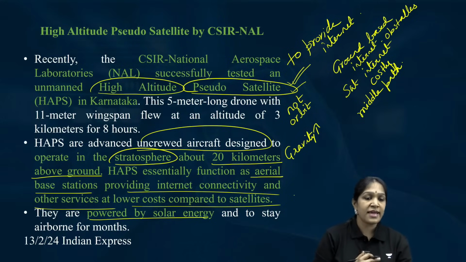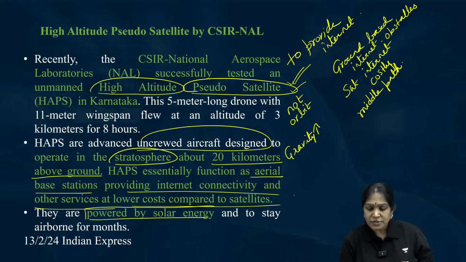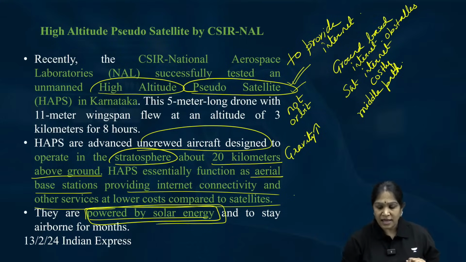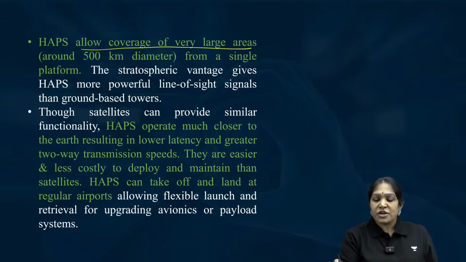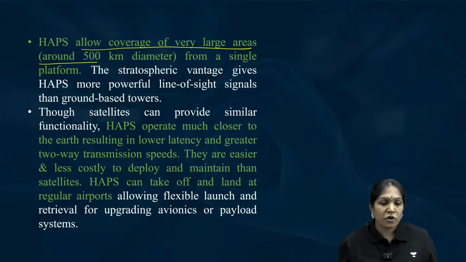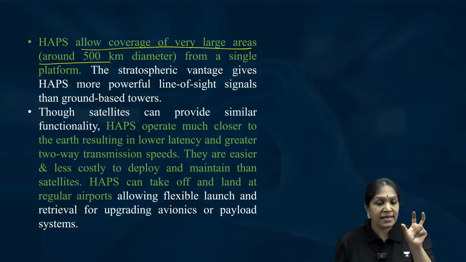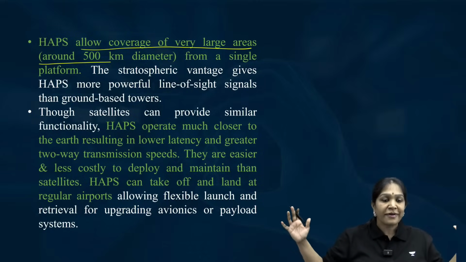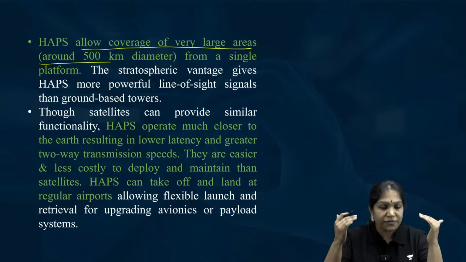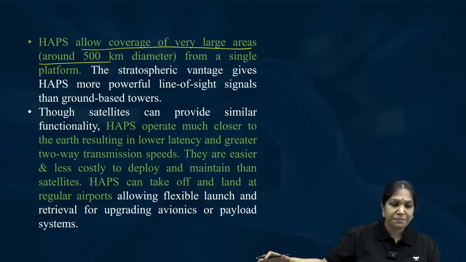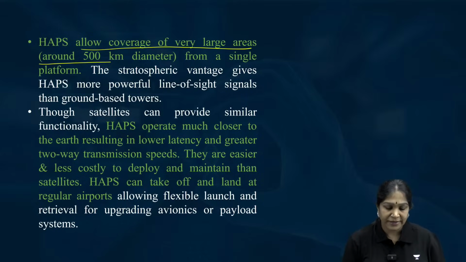And how do they stay there for such a long duration? Because they are powered by solar energy. They allow the coverage of very large areas, 500 kilometer diameter. I mean, an internet provider in a HAPS will provide internet over a geographic span of 500 kilometers.